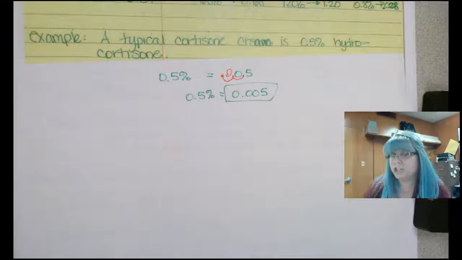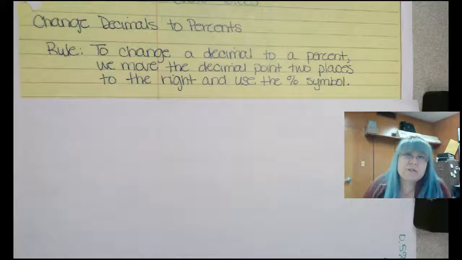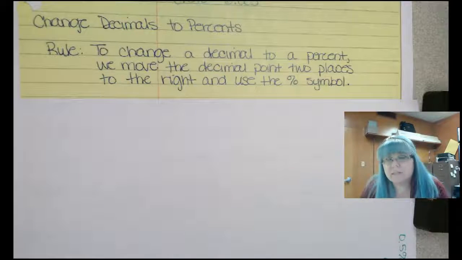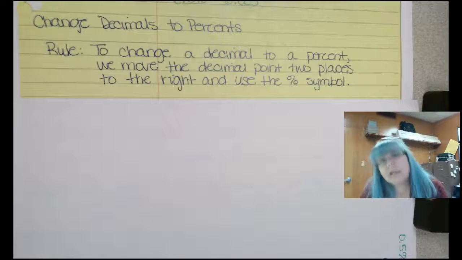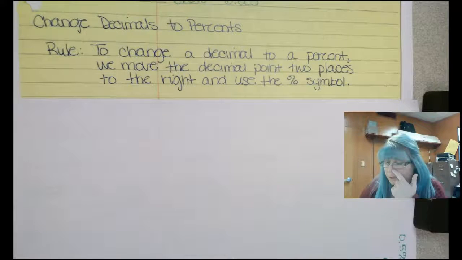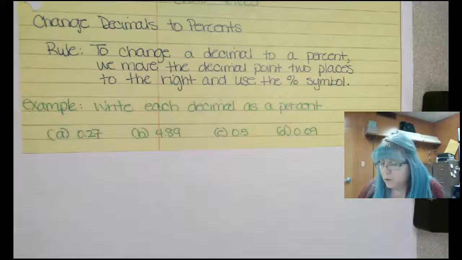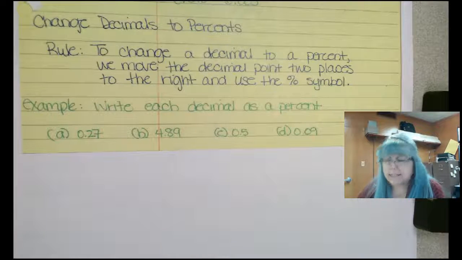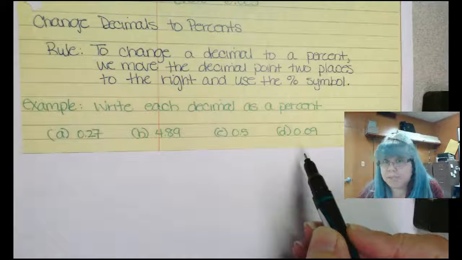That's the decimal version. Now that we know how to change percents to decimals, let's change decimals to percents. To change a decimal to a percent, we're going to move the decimal to the right 2 places, then add the percent symbol. Okay. So let's take a peek at a couple of decimals we can work with. 0.27, 4.89, 0.5, and 0.09. And we want to change each of these decimals over to a percent.